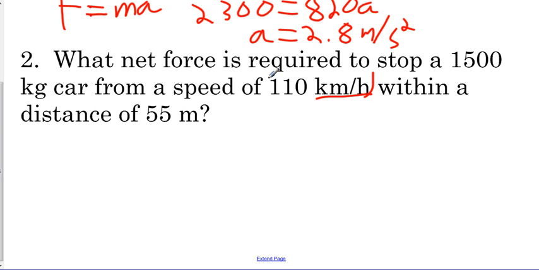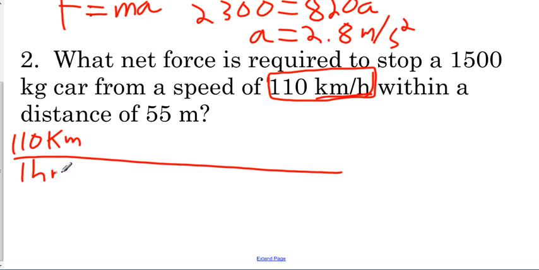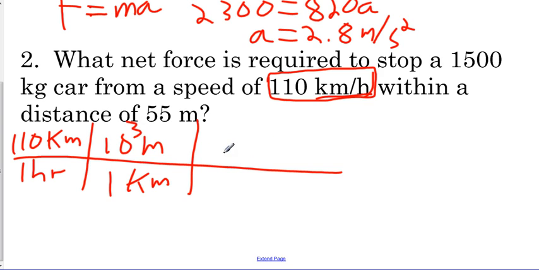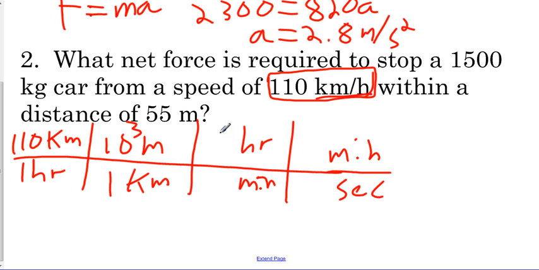So what that should automatically tell you is that for this 110 kilometers per hour, we want to convert that to meters per second. And so let me quickly show you how to do that. If you've forgotten, you do want to know how to do these. So you have 110 kilometers over 1 hour, and we want to convert our kilometers to meters. 1 kilometer is equal to 10 to the third meters, and then we can do our time. So we have hours to cancel that out to minutes, and then minutes to seconds. And we start filling this in. And there we go. When you work this out, you should get 31 meters per second.